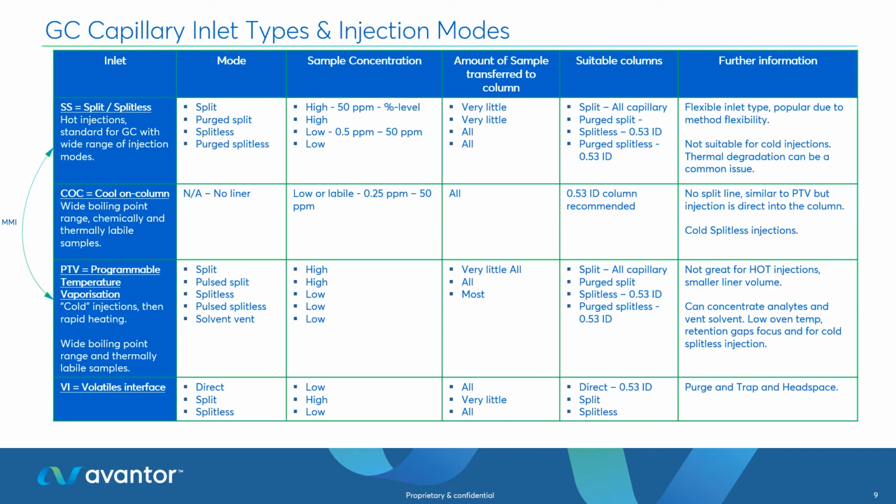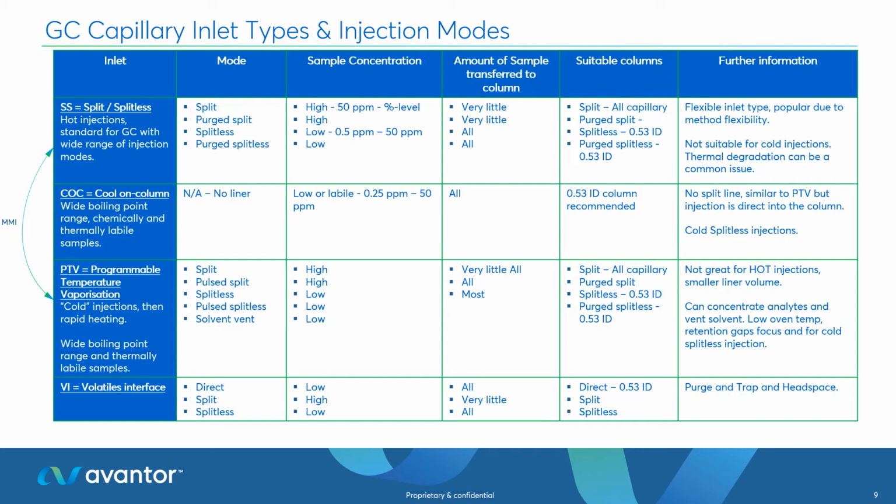In terms of the different types of injection modes that are commonly used in GC, the most common is probably split-splitless. This is where we look to split the flow coming in from the carrier gas, and so part of it will go off to waste, part of it will go onto the column. We can run this in a splitless mode.